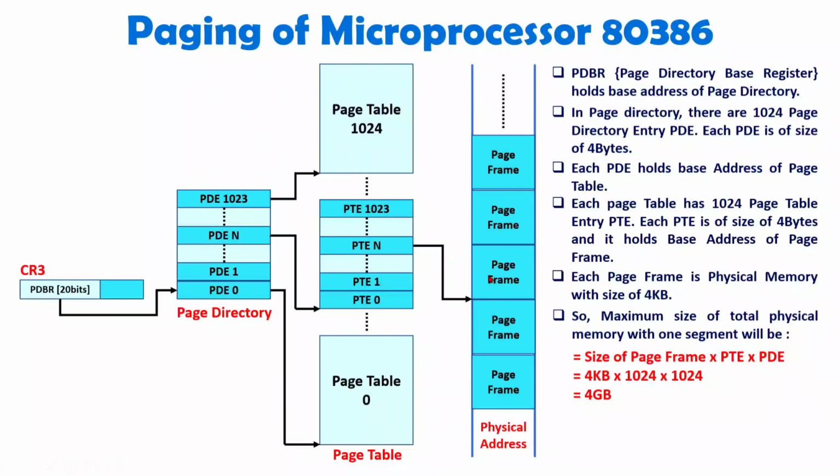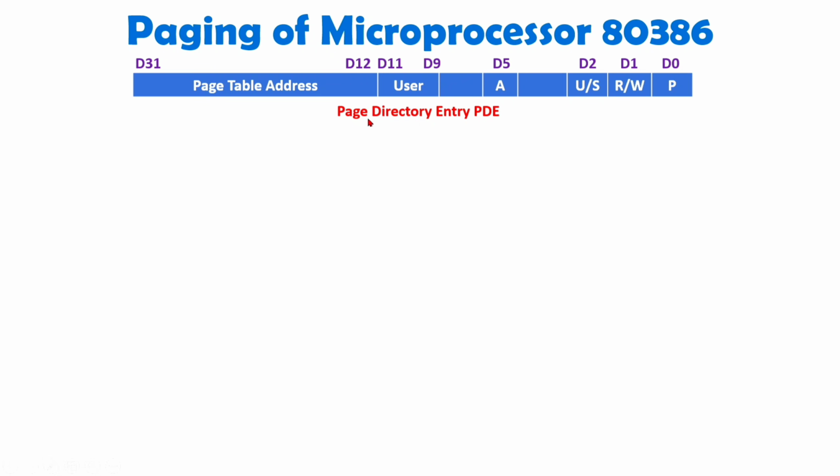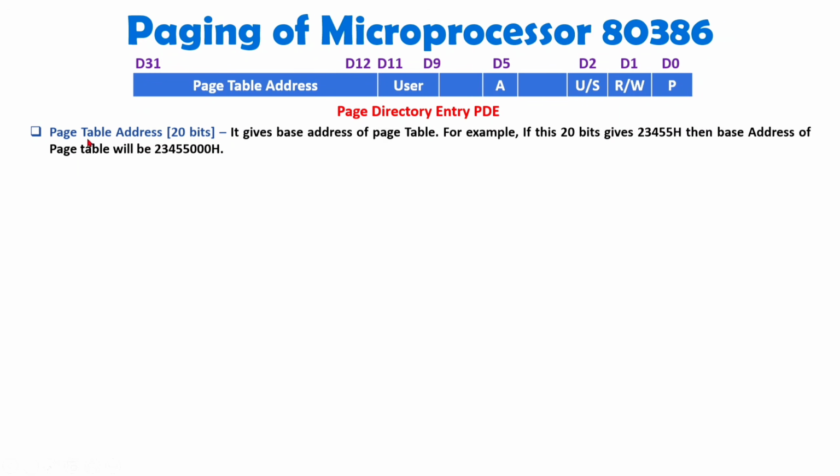So for that you need to understand what is the format of PDE and PTE. So now my dear students, I'll explain you the basic format of the page directory entry, PDE. Here if you observe, that is of 32 bits, so D0 to D31 means 32 bits are there. First of all you need to understand that this page directory entry holds the address of the page table.